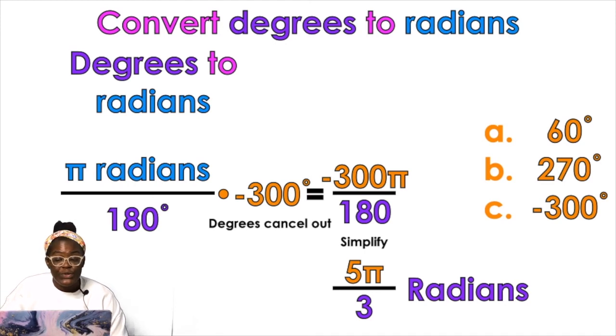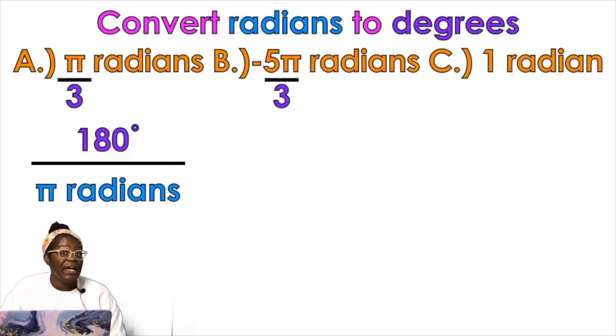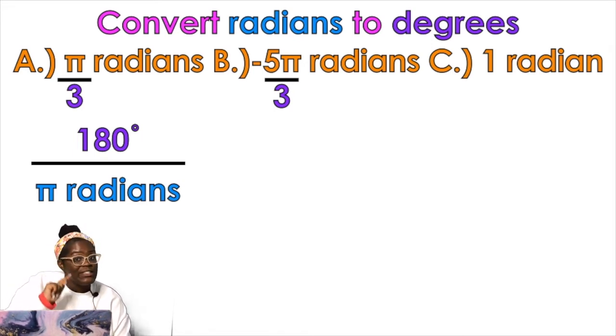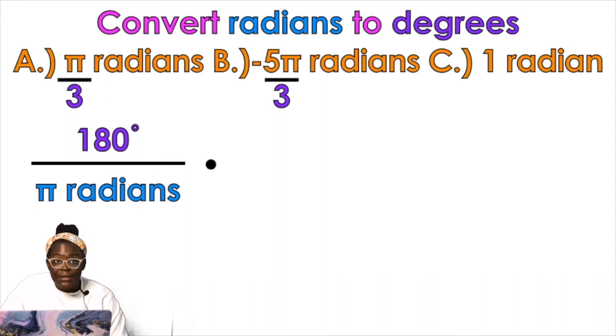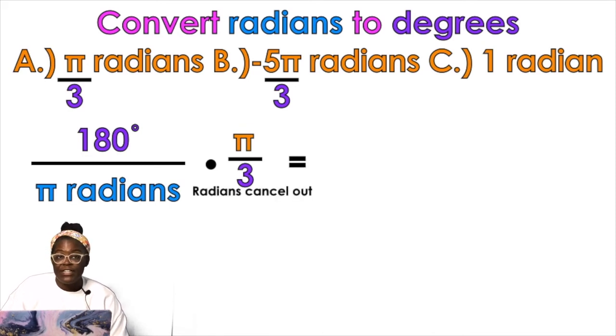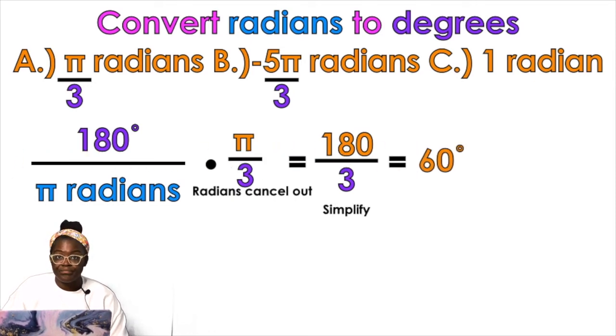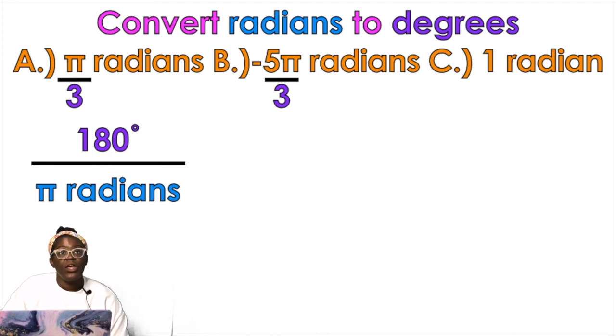So, of course, we went one way, so what are we going to do? We've got to go the other way. We're going to convert radians to degrees. So we have pi over 3, negative 5 pi over 3, and 1 radian. We're going to use the appropriate proportion. This time, pay attention because the 180 is on top and the pi radians is on the bottom, which is important. So we're going to multiply by pi over 3. The radians are going to cancel out, and pi swipes out. I'm going to get 180 over 3, and we're going to simplify and get 60. So easy, right?